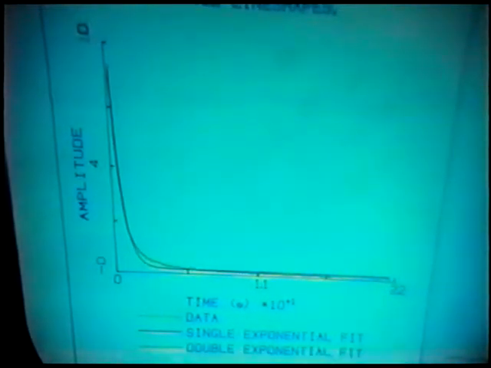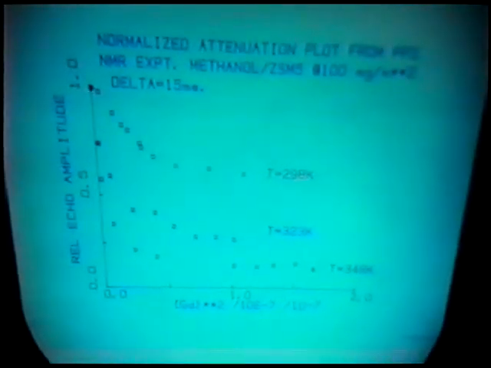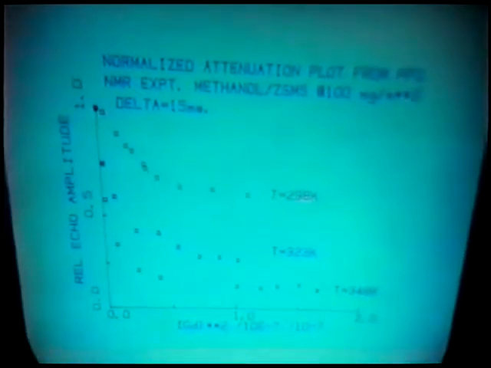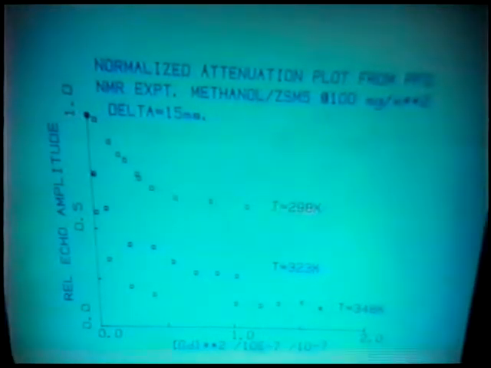Now, first diffusion experiment. We've measured, this is methanol on the ZSM-5 at 3 different temperatures. And the first thing that happens is when you measure the height of the spin echo as a function of either the magnetic field gradient or the diffusion time. This is a 15 millisecond diffusion time. Now, if this was a single diffusing species, these would be perfect single exponentials. If there were no other constraints, in other words, if it was totally free diffusion, these would be single exponentials. It turns out they fit rather well to 2 exponentials.